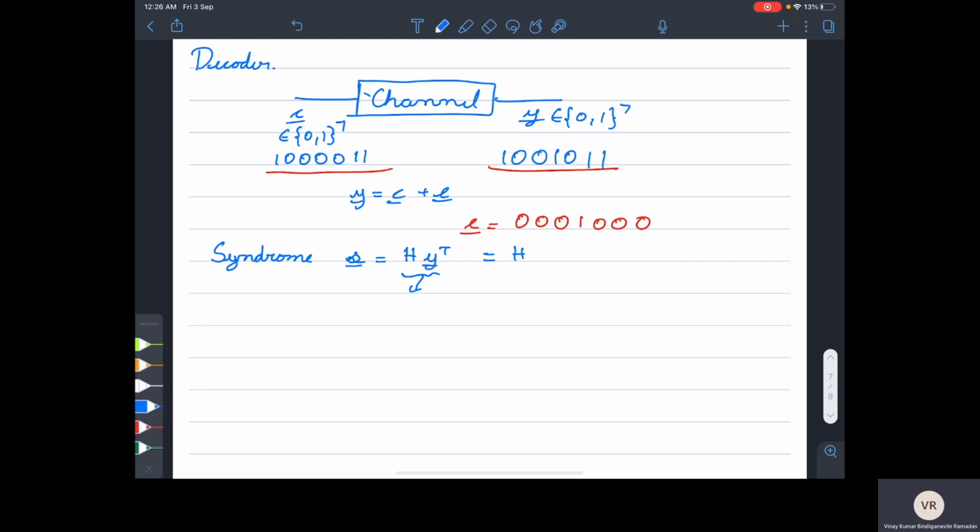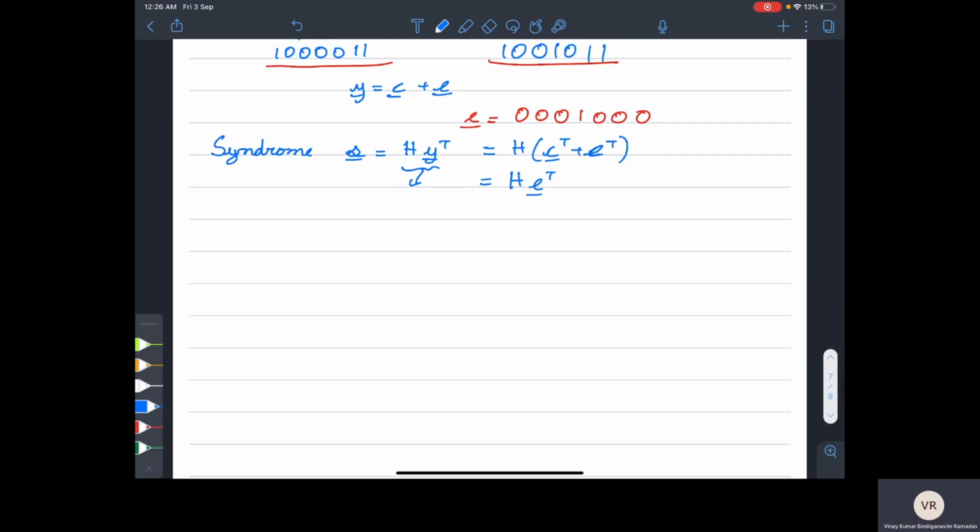So what is it in terms of C and E? This is H times C transpose plus E transpose. Now since C is a code word, H times C transpose is 0, and hence this is nothing but H times E transpose. Alright.